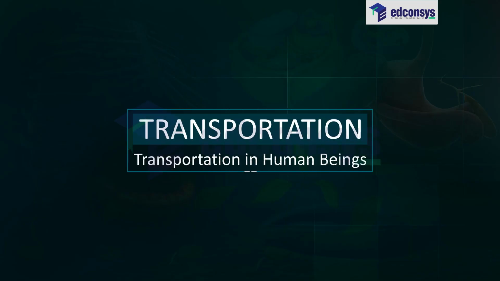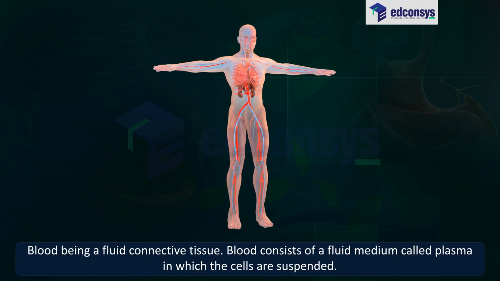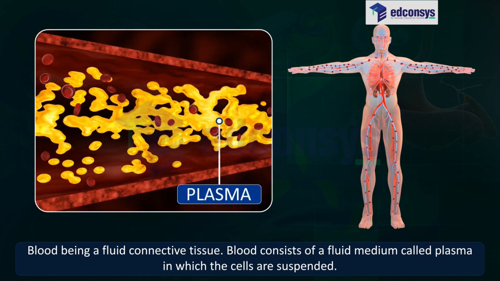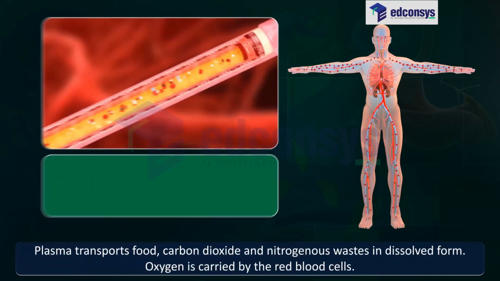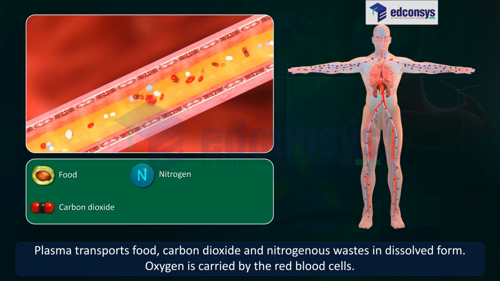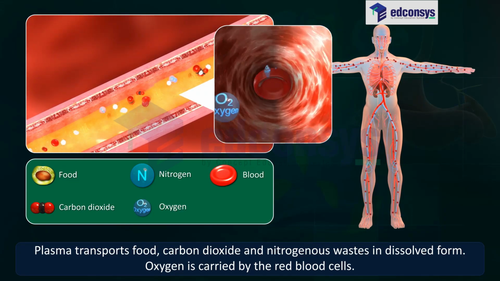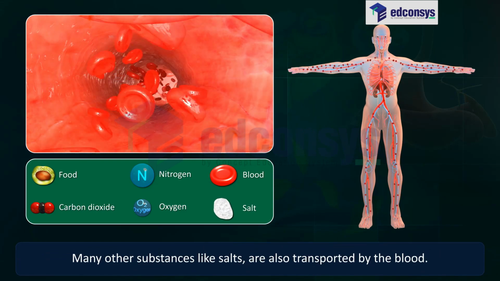Transportation. Transportation in human beings. Blood, being a fluid connective tissue, consists of a fluid medium called plasma in which the cells are suspended. Plasma transports food, carbon dioxide, and nitrogenous wastes in dissolved form. Oxygen is carried by the red blood cells. Many other substances like salts are also transported by the blood.